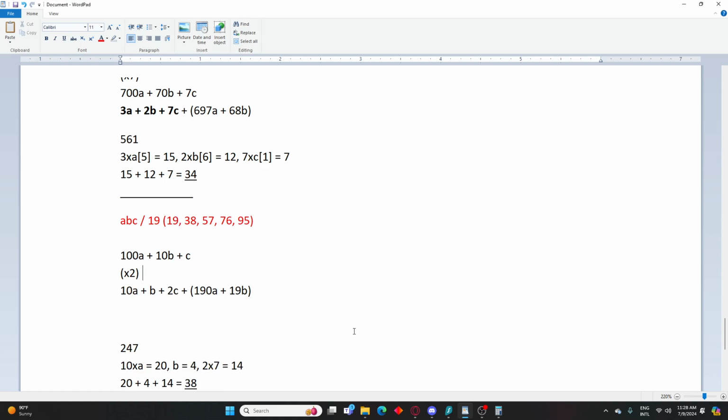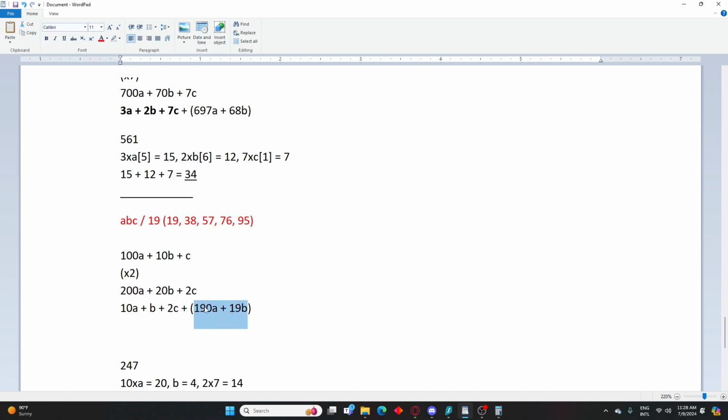I didn't write this down, so I'm going to write it down now. We multiplied this by 2, so that gave us 200a plus 20b plus 2c. So what we did here is we took out the 10 of the a's here, so 10a, and we took out 1b, and then we kept the 2c, because both of these numbers are divisible by 19. So as long as this bold part right here is divisible by 19, the whole thing is.